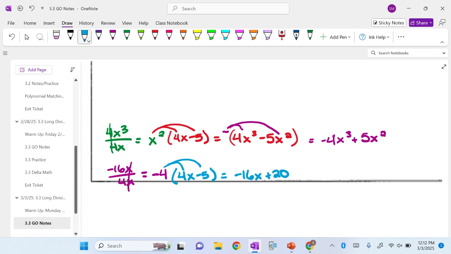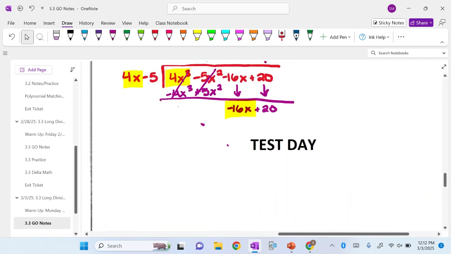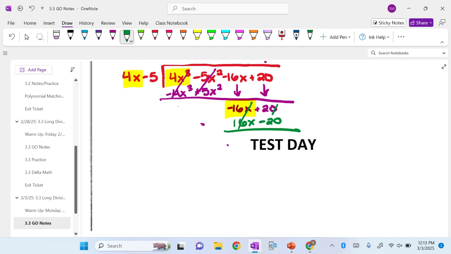Then what would we do, Landon? You multiply negative 16x plus 20 by negative. Right. So this will give us 16x minus 20, which is what we're going to write up top. So 16x minus 20, which what happens? They both cancel out, so I'm left with a remainder of what? 0.